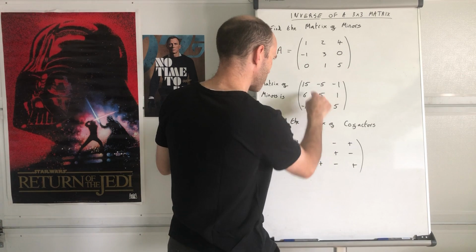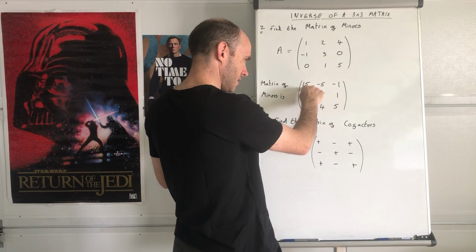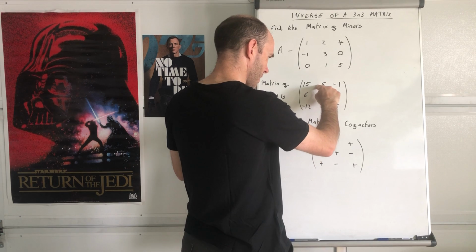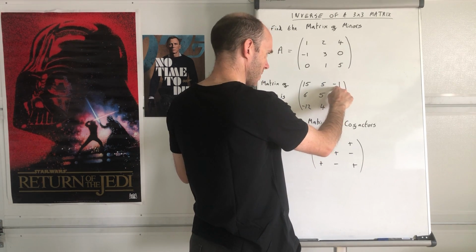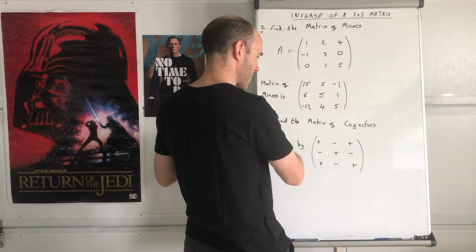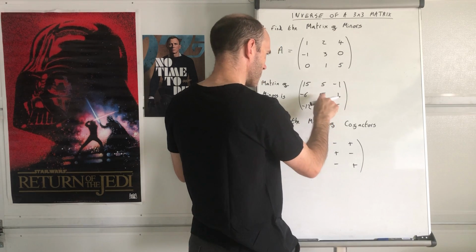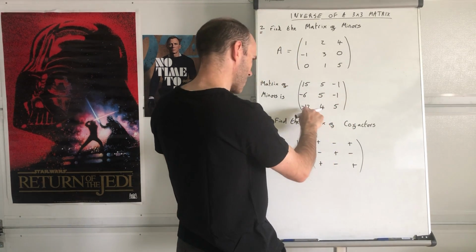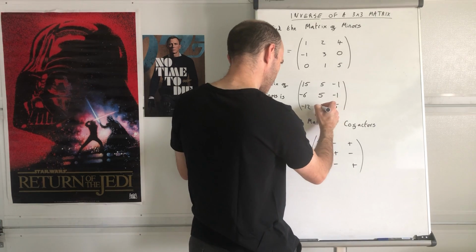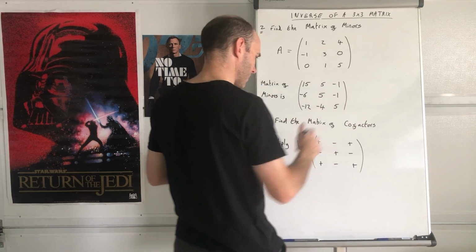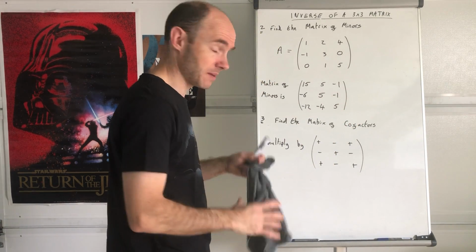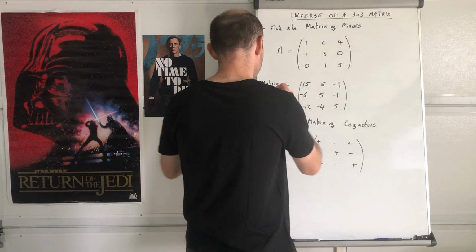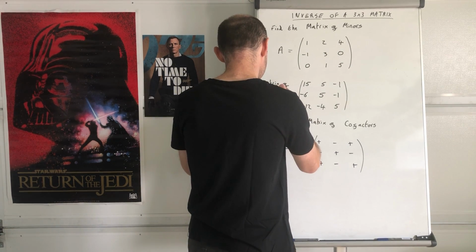So if I start there, multiply it by positive 1, so it stays as 15. Multiply by negative 1, that becomes positive 5. Multiply by positive 1, stays as negative 1. You see that? This multiplied by negative 1, this multiplied by positive 1, this multiplied by negative 1, this multiplied by positive 1, multiplied by negative 1, multiplied by positive 1. And I'm just going to change that to what's called the matrix of cofactors.